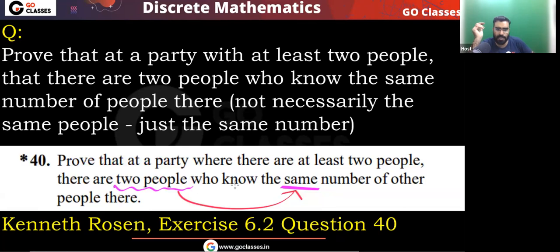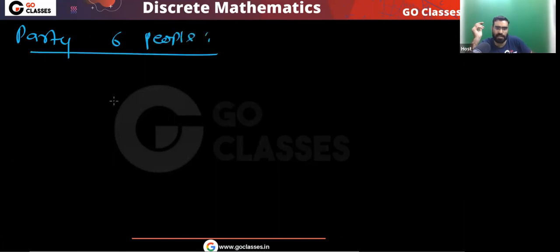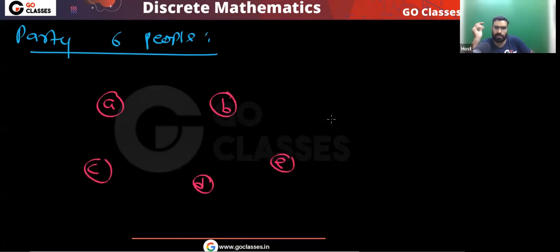So let's apply the pigeonhole principle. Before we apply it, let's understand this problem. Let's assume there is a party. In this party, let's assume there are a total of 6 people. Let's assume these are A, B, C, D, E, F. First, you understand this problem.